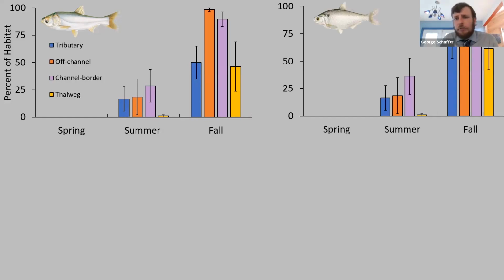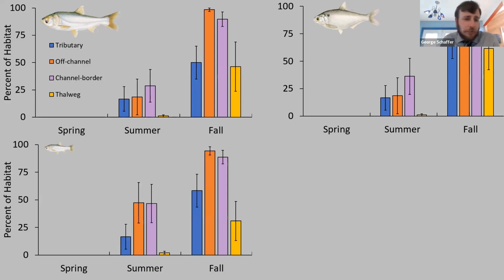So moving to adult gizzard shad, I'm sorry. Off-channel and channel border habitats were also the best or high quality habitat, whereas the thalweg habitat was considered the worst. With our subadult silver carp, the best habitat types followed the other two, where off-channel and channel border habitats were the best, and the thalweg habitats were the worst.